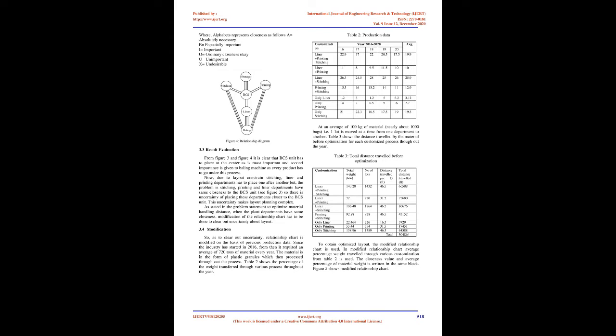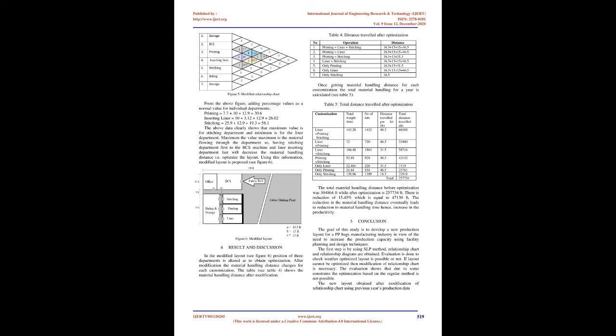Since the industry started in 2016, it has required an average of 720 tons of material every year. The material is in the form of plastic granules which are then processed throughout the process. Table 2 shows the percentage of the weight transferred through various processes throughout the year. At an average of 100 kilograms of material, nearly 1,000 bags, i.e. one lot, is moved at a time from one department to another.